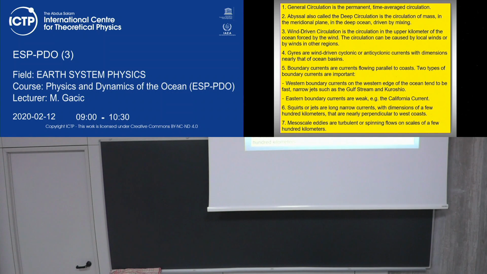Okay. The wind circulation is limited, obviously for obvious reasons, to the first kilometer of the water column, because this momentum, which is input by the wind, decays with depth. It starts with the maximum, obviously at the surface, and then decays with the depth.